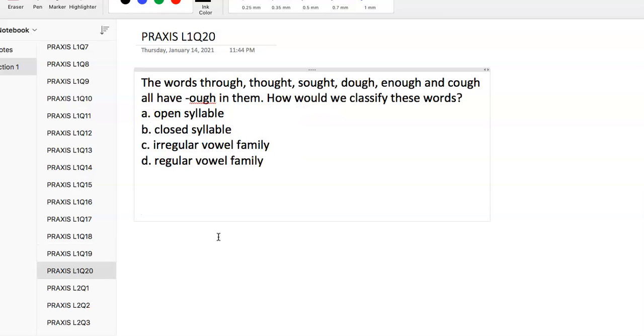And then finally, the last one, question 20. The words through, thought, sought, dough, enough, and cough, they all have O-U-G-H in them, right? How would we classify these words? These words all would fit into the irregular vowel family. Okay, so the irregular vowel family has special words that phonics just doesn't cover, right? And so these words take much longer to learn how to spell. So other examples could be the IGH words.